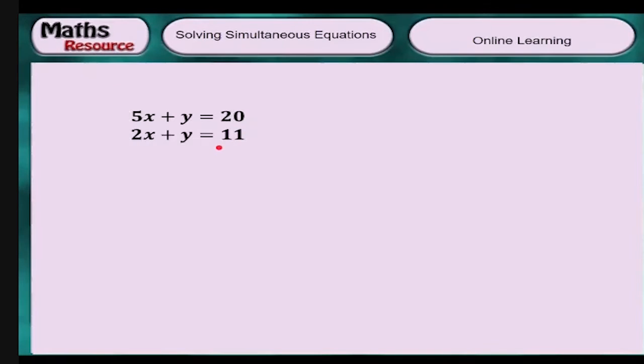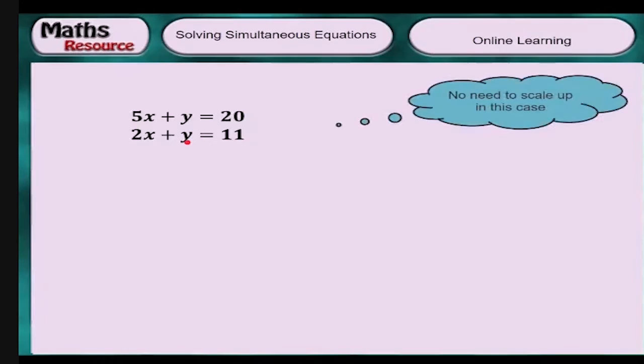So first of all, I need to make sure that I've got the same coefficient in both of these. Now I have got the same coefficient for one of the letters in both of these. It's the y. They're both 1y, aren't they? So I don't need to scale up for this one because they're both the same coefficient. Now, look at the sign there. We have a plus there. We have a plus there. So the symbols are the same.